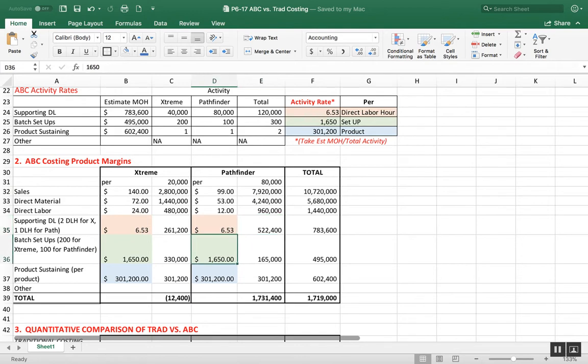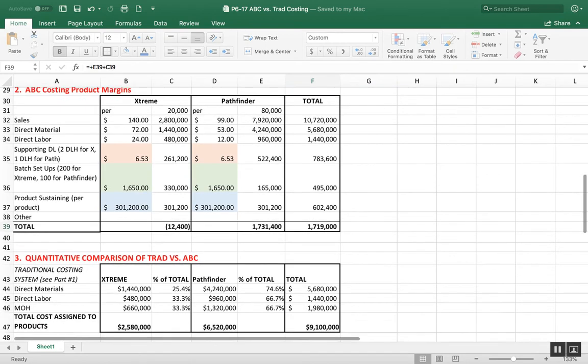Okay, batch setups were 100 for the Pathfinder. I kind of indicated that over here, but it's also right here. And then I multiply that times 1 and times the number of batch setups I have, and that's 1,650. So I've got my 1,650 times my 100 gives me that. Alrighty, and then my product sustaining is simply one product, 301,200 times 1 gives me that. I take my sales, I subtract all of the costs, and I come up with that. And so this is simply just a total over here.